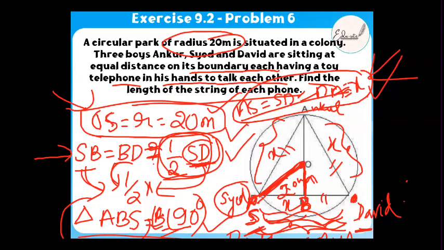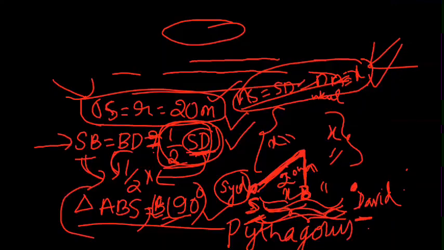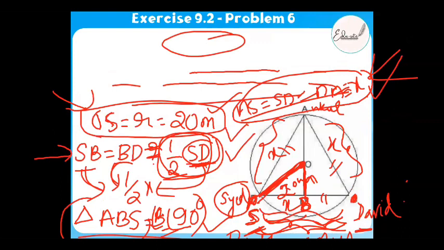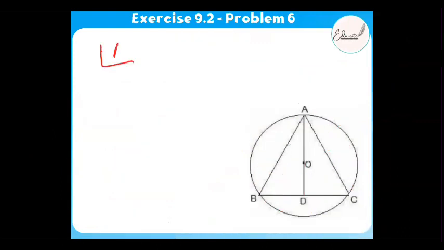Okay, I think I have left some space here. Let's clear this down. So we have angle B is equal to 90 degrees. We know this. So can we not consider the triangle?